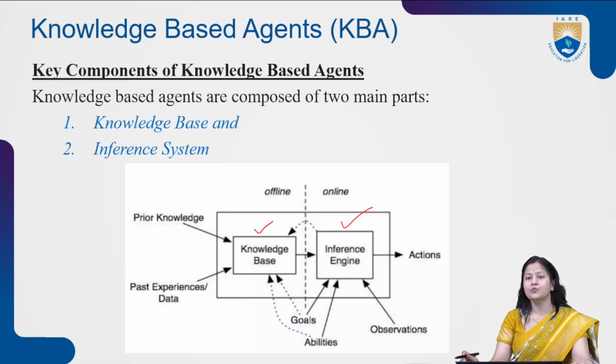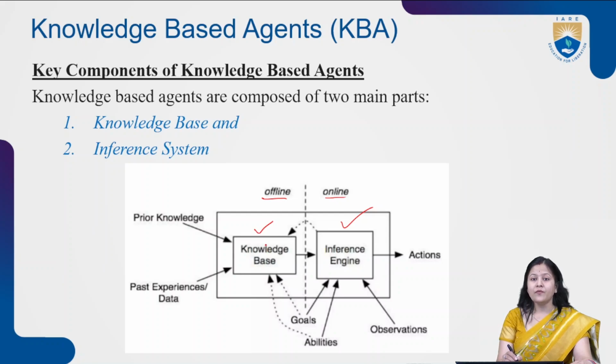The diagram shows that it is completely divided into two parts: one is the offline part, another one is the online part. So the knowledge base comes under offline and the inference engine comes under online. Why it is called offline and why it comes under online, we need to understand. As it is called the knowledge base, it is like a base where the knowledge can be stored. The knowledge which is acquired by the agent can be stored inside this knowledge base.